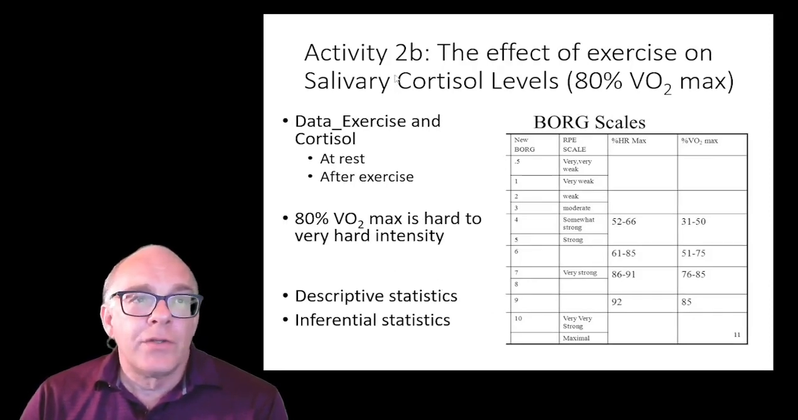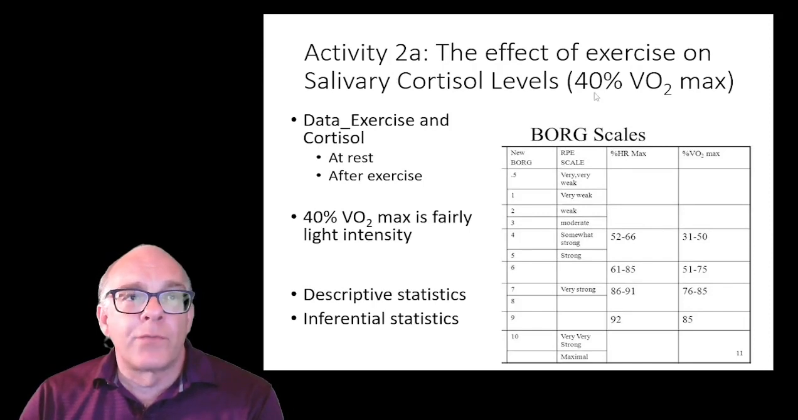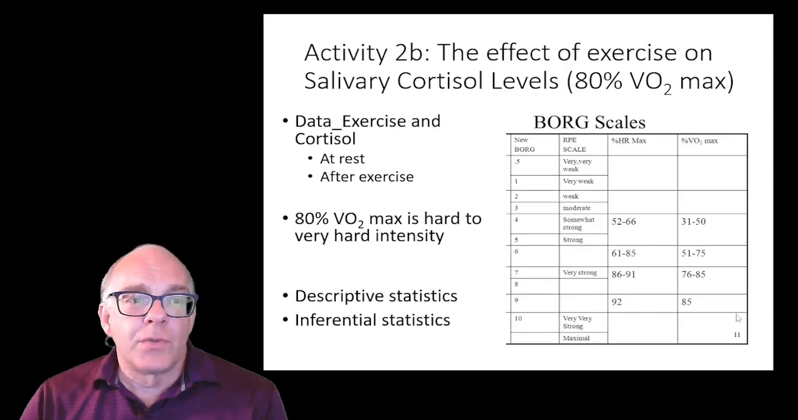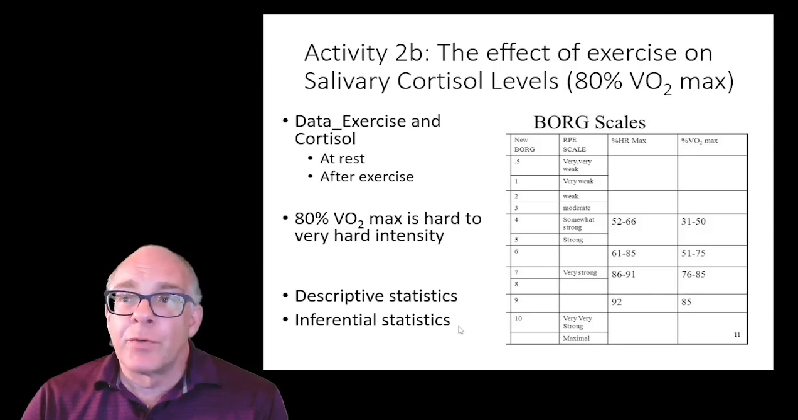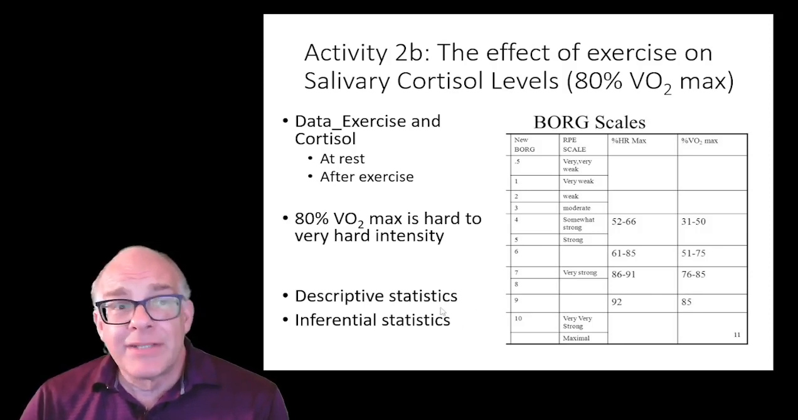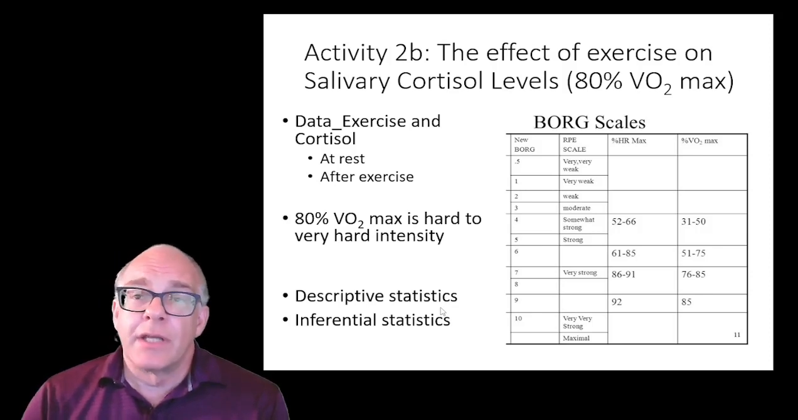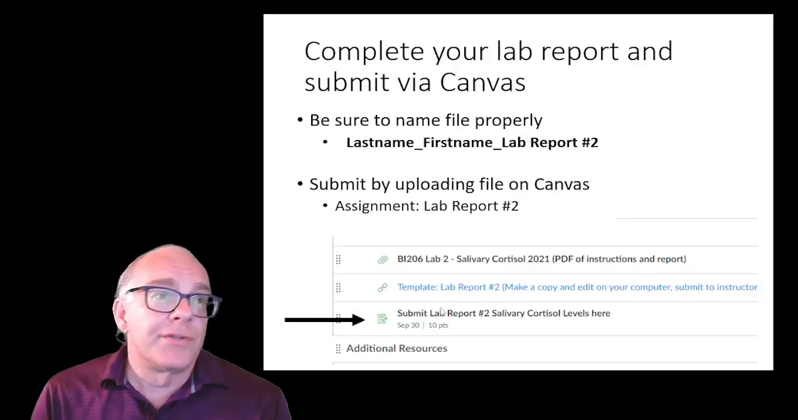Then we're going to do activity 2B, where in the previous one we did 40% VO2, which is light intensity, and at 80% VO2, we're going to be taking a look at a very hard intensity, a very hard level of exertion. Again, doing descriptive statistics and inferential statistics, looking between the 40% VO2 max and the 80% VO2 max at the effects of exertion, physical stress, on these cortisol levels.